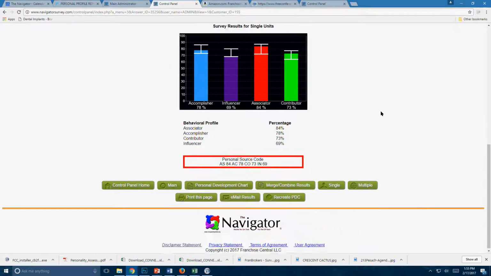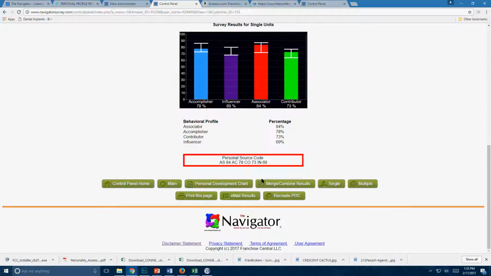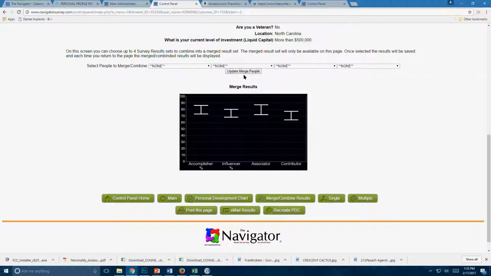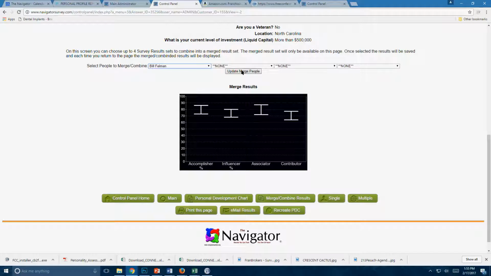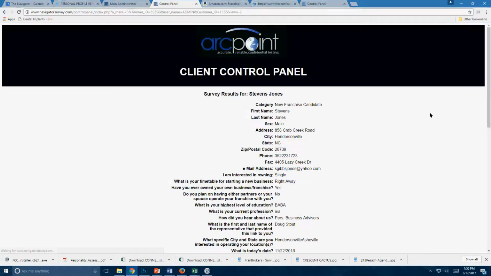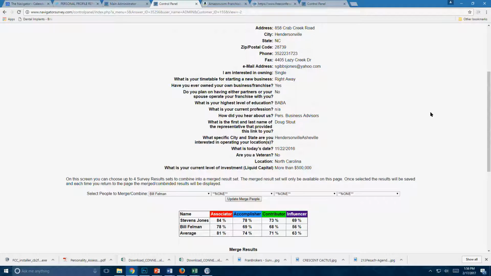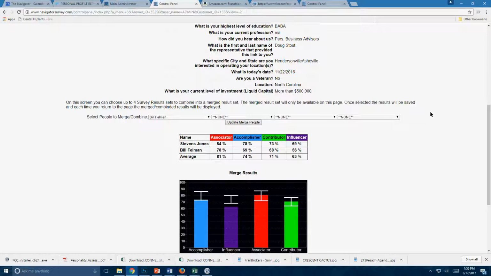But let's just say hypothetically that Mr. Jones has a partner. You then want to go to merge, combine the results. And what it now gives us the ability to do, here's the sweet spot. It's now going to give us the ability to go into the drop down, and I don't know these people, I'm just going to go ahead and do this. Merge and combine two profiles, husband and wife, business partners. We did this because Sears came back to us and said, you know what, we get a lot of husband and wife teams. This was 20 years ago.